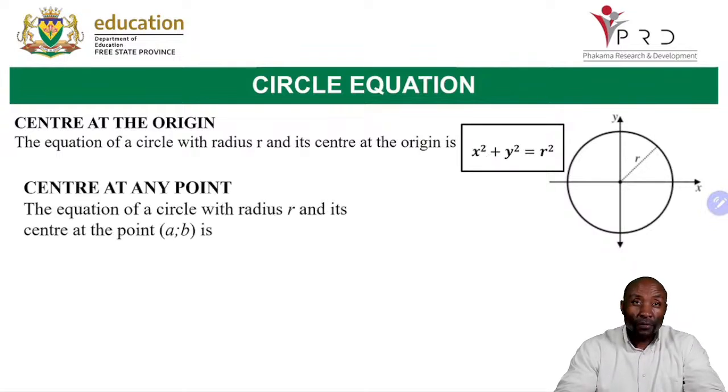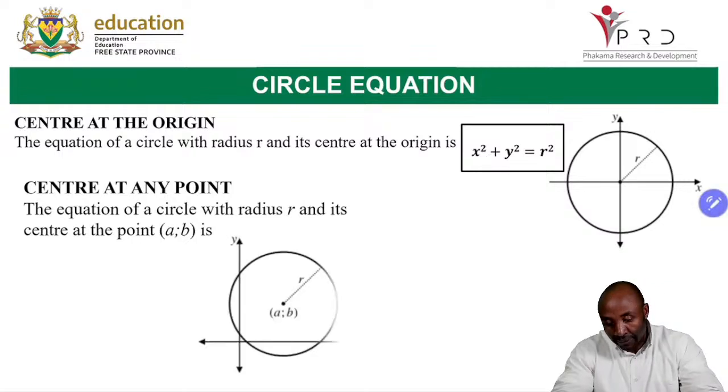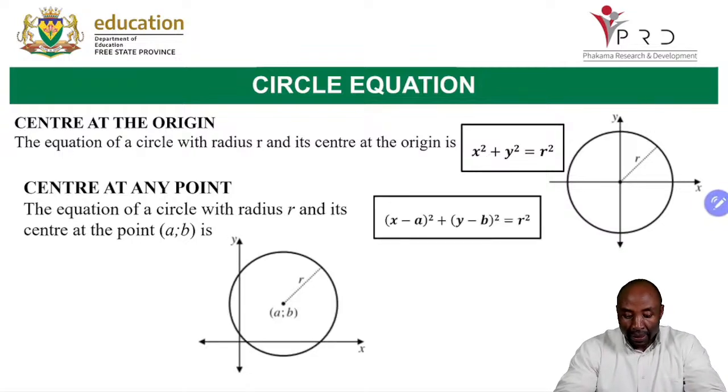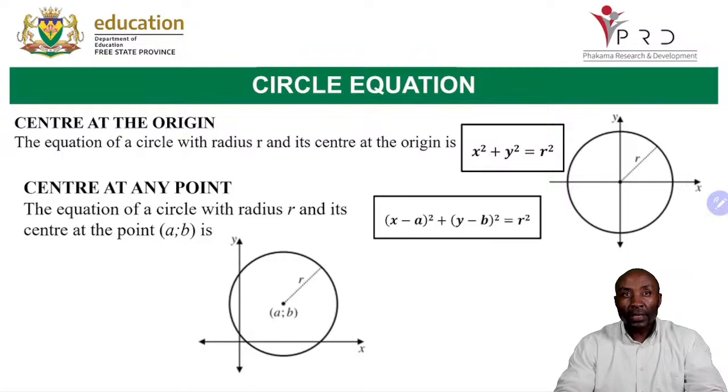And then if we have our circle center at any point, you will find out that the equation of the circle becomes x minus a squared plus y minus b squared is equal to r squared. Sometimes we may be given the equation not in standard form. We may use the method of completing the square to write the equation in the standard circle equation form.